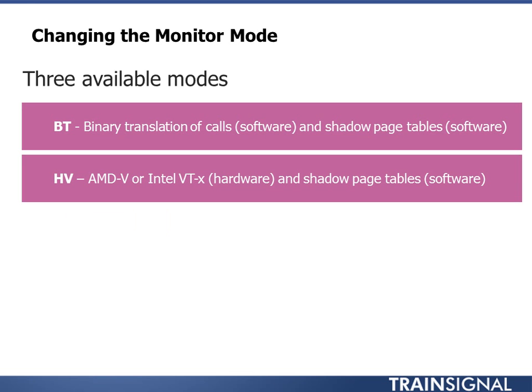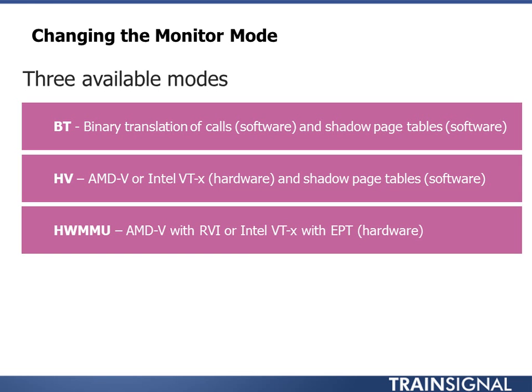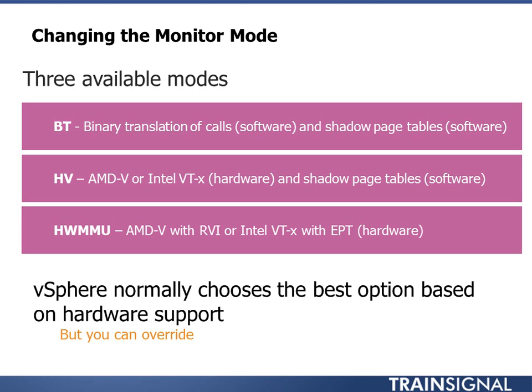Then we have HV, AMD-V or Intel VT-x, hardware control for the virtualization of the CPU, but we're still using shadow page tables for the memory. So that's better, but not the best. And then we have HWMMU, hardware MMU, AMD-V or Intel VT-x with EPT, and it's all done in hardware. So you're getting the hardware CPU virtualization and the hardware memory abstraction. Much better. vSphere normally chooses the best option based on what your hardware supports, but you can override it.